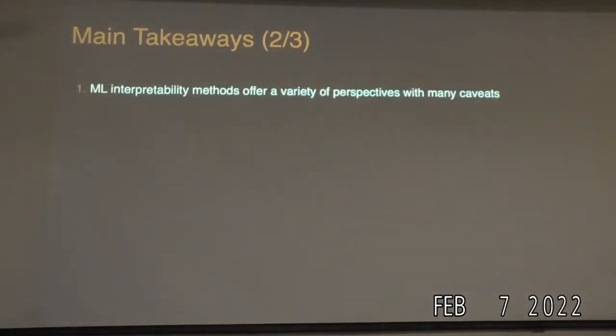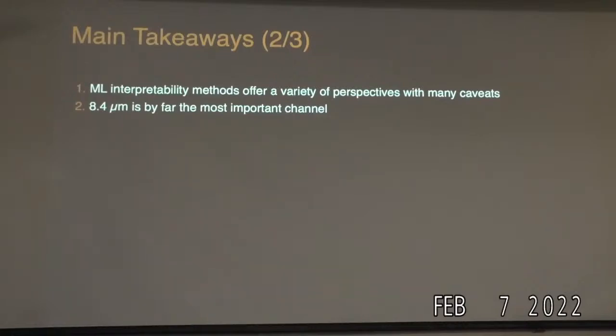Okay, main takeaways from this part of the talk. Machine learning interpretability methods offer a variety of perspectives with many caveats. Despite those caveats, there are a few concrete takeaways. 8.4 is by far the most important channel for cloud top pressure estimation. That makes a lot of sense.